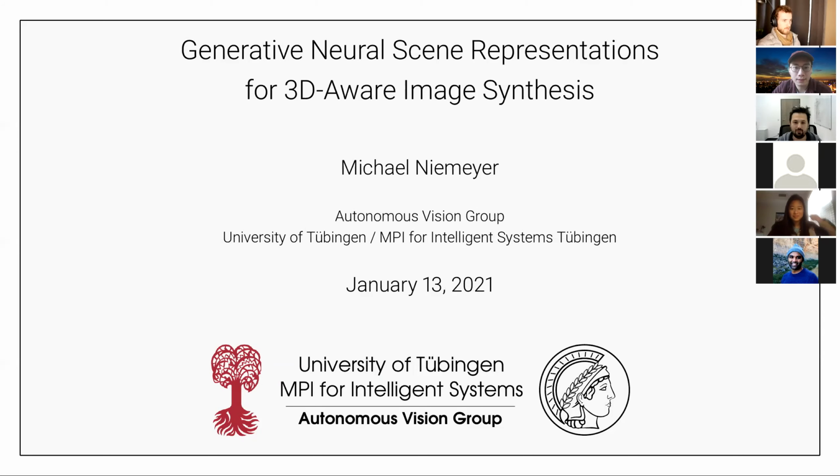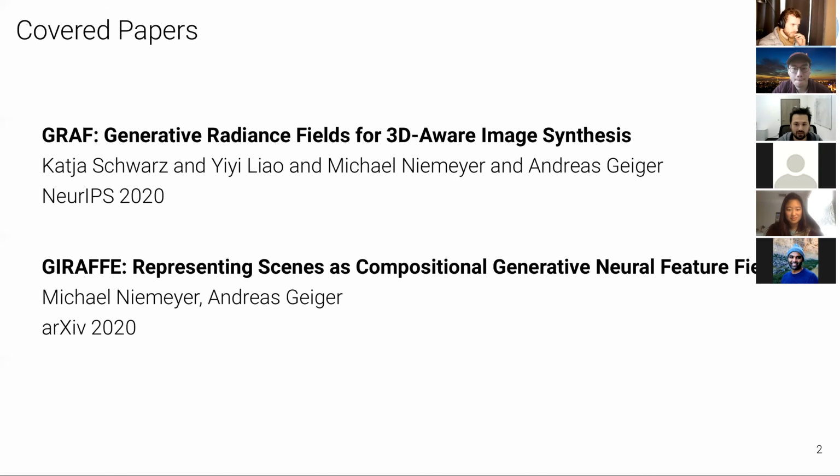Today I'll be talking about generative neural scene representations for 3D-aware image synthesis. And just like it was already mentioned, the papers that I will cover today are first GRAF, generative radiance fields for 3D-aware image synthesis. And then we will also briefly touch on our newest work, GIRAFFE, representing scenes as compositional generative neural feature fields.